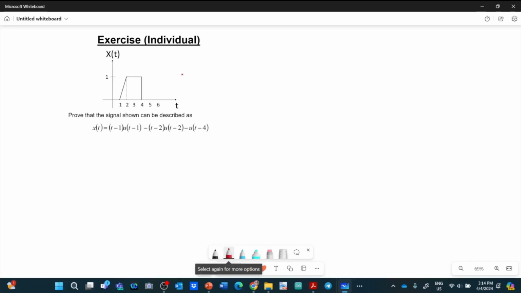Prove that the signal shown can be plotted as the above signal. For this case, you need to draw out each of the signals. You're given number 1, number 2, number 3. The first one is to plot the first signal. Recap, do you remember what you learned on Tuesday? T minus U, U, T minus 1. So what type of signal do you have here?